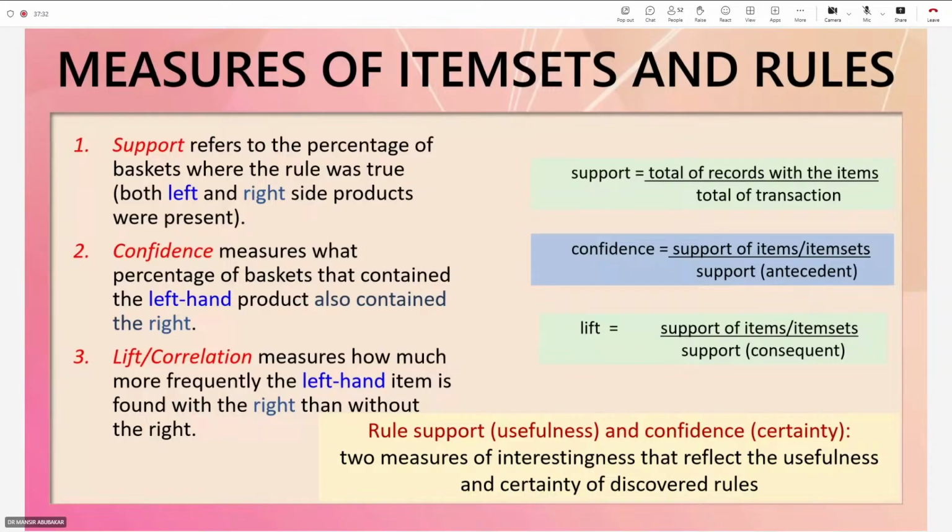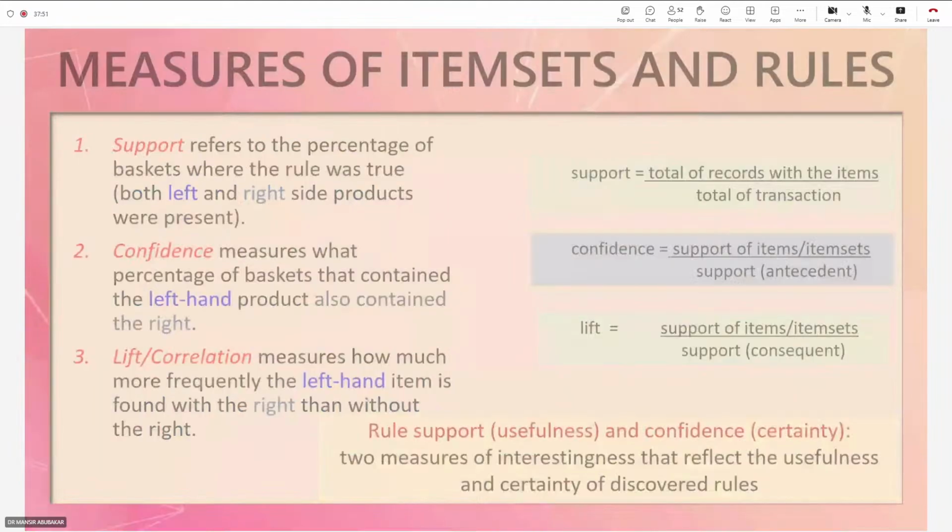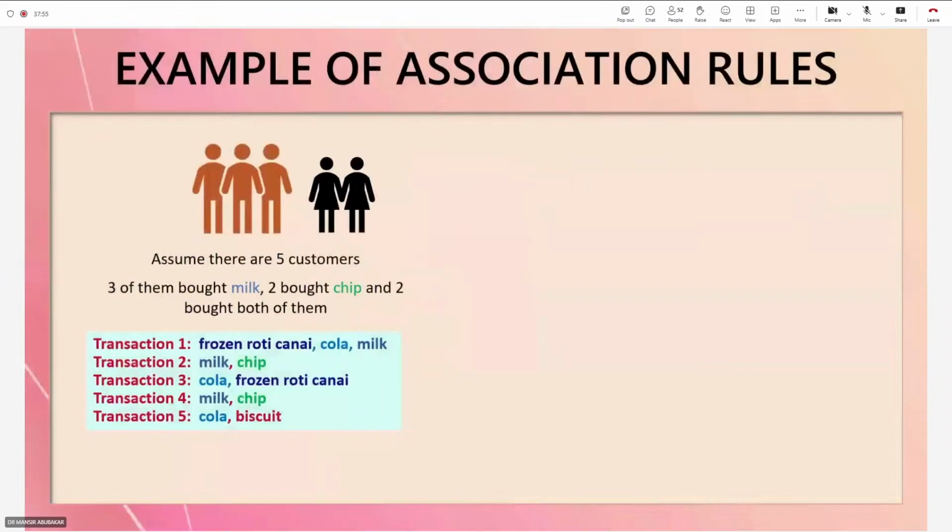So whenever you do association, one method is the percentage of confidence, that confidence level that indicates that this particular correlation exists between the items. So let's look at an example to see all these explanations.